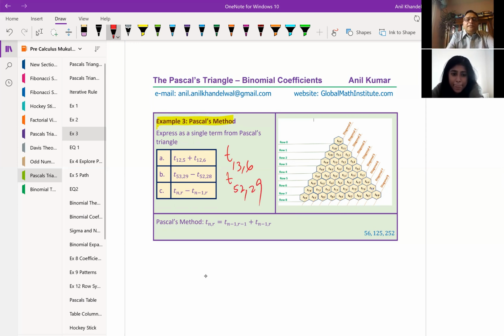Got the idea. The next one is the general formula. When you rearrange, how do you write the formula? Can you complete this formula? Tn,r minus Tn minus 1,r will be equal to what? Tn minus 1, r minus 1. Perfect. So that is how you work with this. This is very important, and that's why we went through these 3 examples to understand the nomenclature.